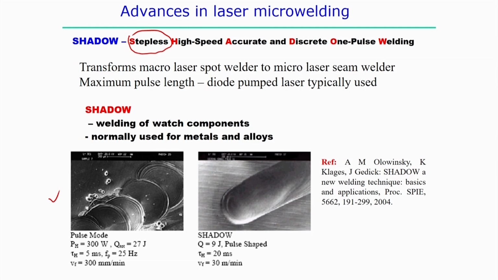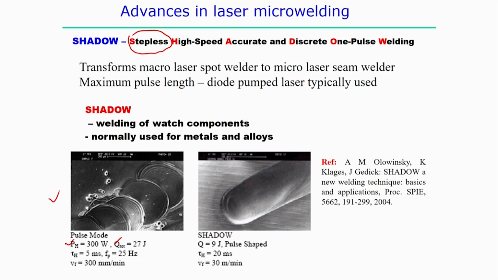Now, pulse mode, and the power is 300 watt in this case, and I think pulse energy is 27 joule, the pulse on time is 5 millisecond, the pulse frequency or pulse repetition rate is around 25 hertz, and velocity is basically 300 millimeter per minute. That is 5 millimeter per second, so not very high, a moderate velocity we can say.